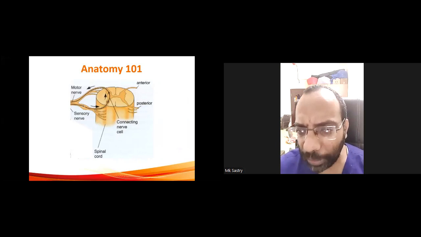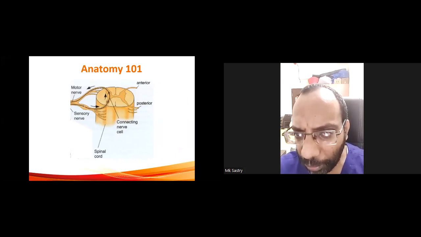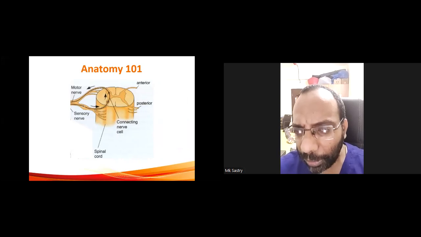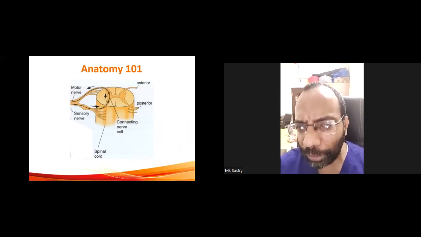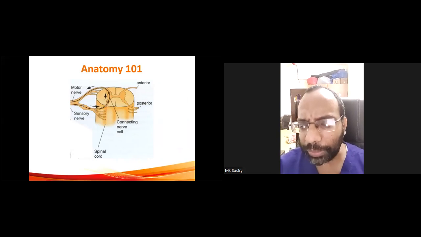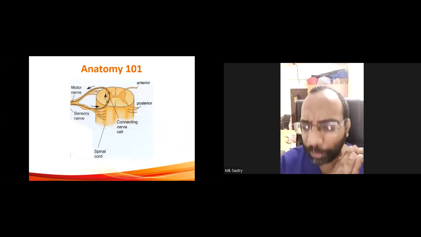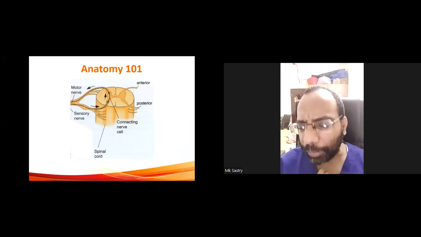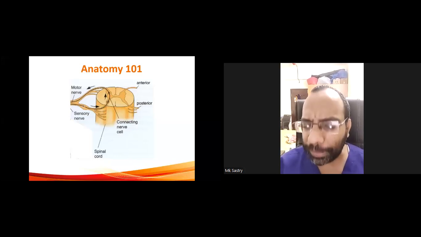So, here you can see the anatomy of the cell. Anterior, posterior, connective nerve cell, spinal cord, and this is the spinal cord. So if this is injured, all the nerves, what you see, motor nerve is injured, and sensory nerve is injured. Once motor and sensory nerves are injured, your body is totally paraplegic or quadriplegic. It's very difficult to recover. But with the help of acupuncture, brain stimulation, you can recover this.